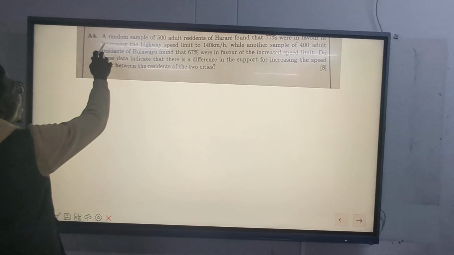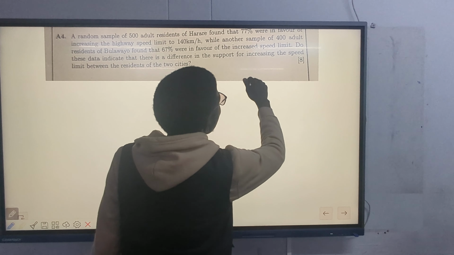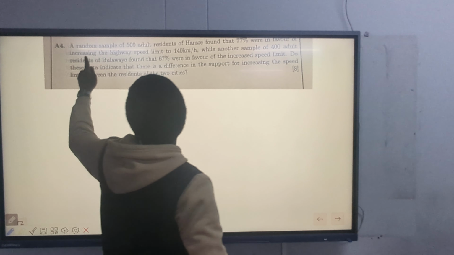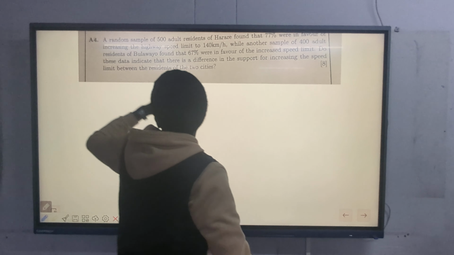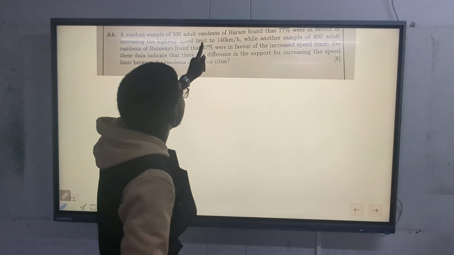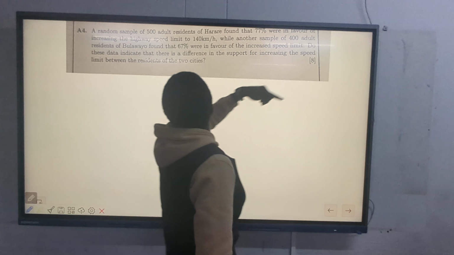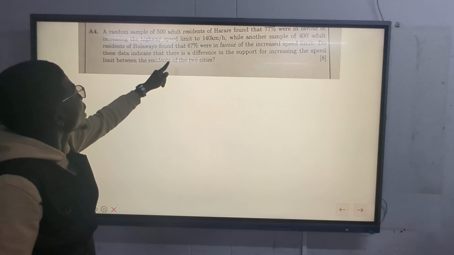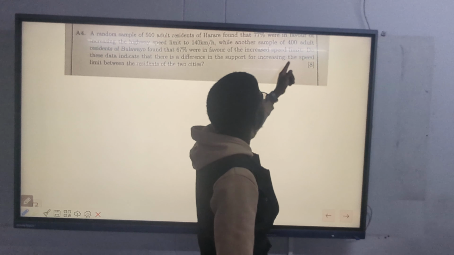Question A4. A random sample of 500 adult residents of Harare found that 77% were in favor of increasing the highway speed limit to 140 kilometers per hour, while another sample of 400 adult residents of Bulawayo found that 67% were in favor of the increased speed limit. Do these data indicate that there is a difference in the support for increasing the speed limit between the residents of the two cities?